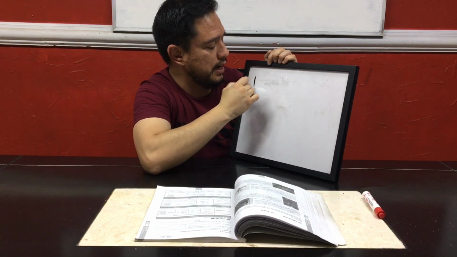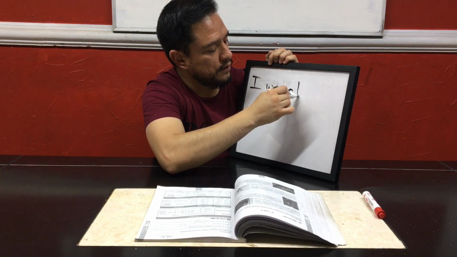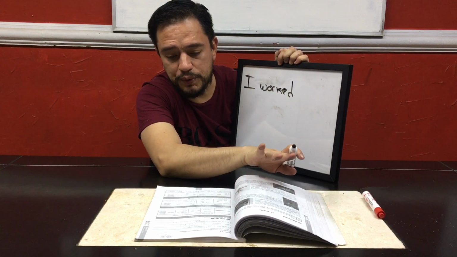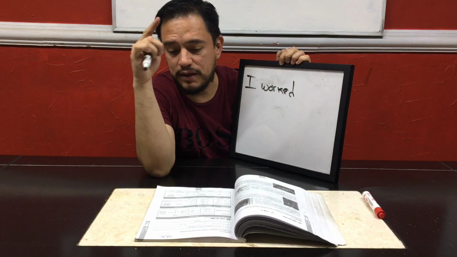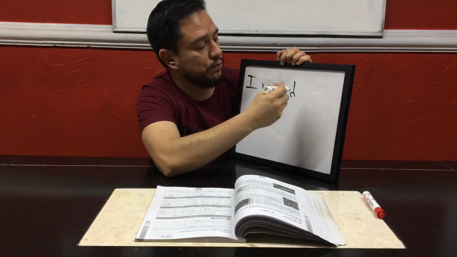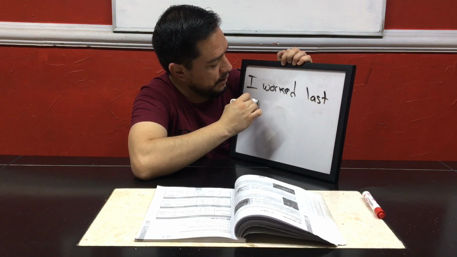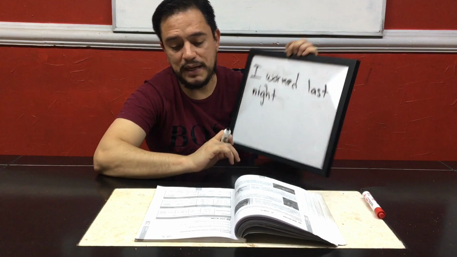For example, I worked in past tense. We have to write a complement. In time expression, you have many complements like last night, the day before yesterday. For example, I worked last night. Okay? And that is 1 sentence in past tense.